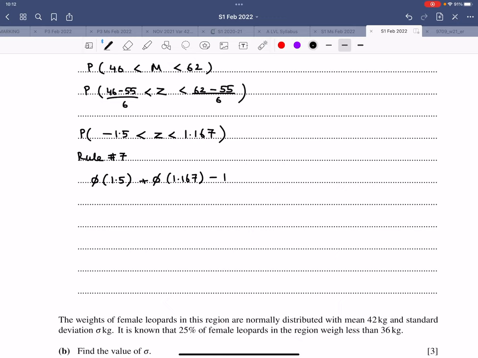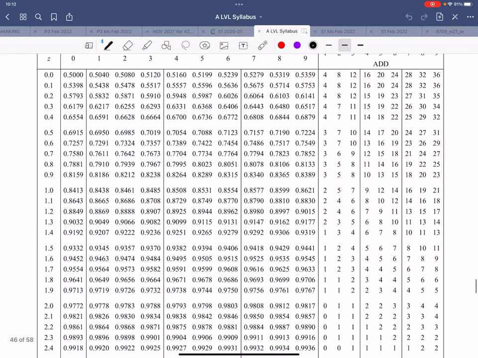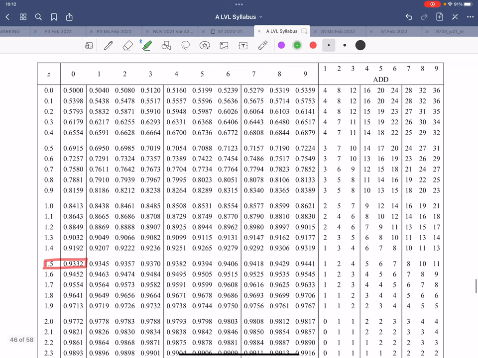So let me go to the syllabus. That's the normal distribution table. So 1.5 is this much. So 1.5 is just right around the corner. And 1.167: 1.1 and then 6, so that is this one, and then 7 is this much. So 8770 plus 14, 8784. So therefore, let me write it.